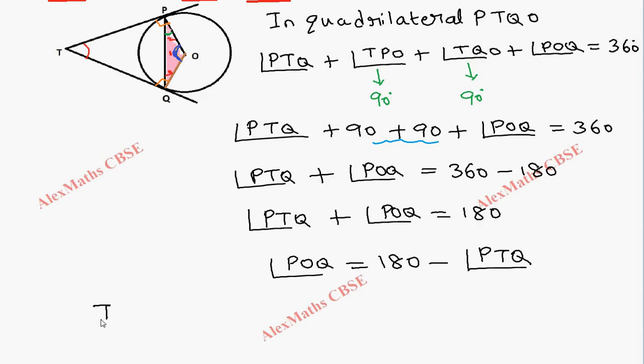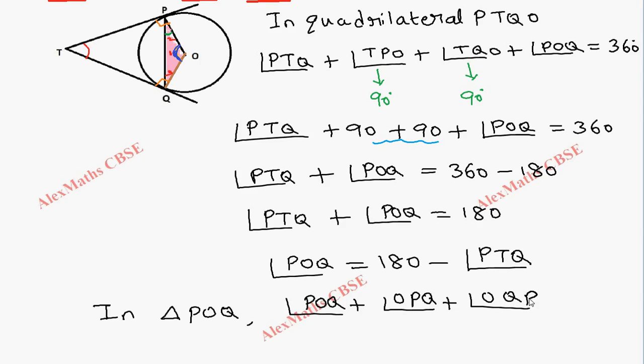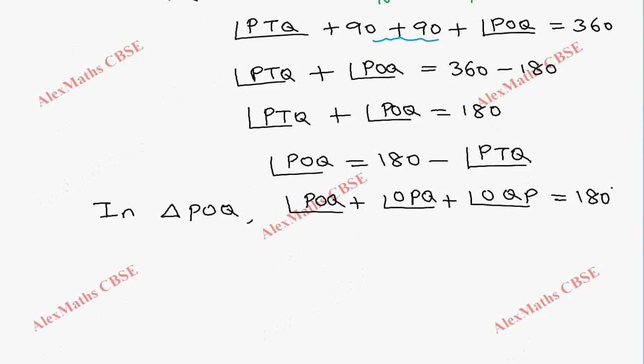So in triangle POQ, we are going to take the sum of the angles. Angle POQ plus angle OPQ plus angle OQP. Sum of the angles is 180 degrees. But in this, these two, OP and OQ, are radii. Therefore, the angles 2 and 3 are equal.